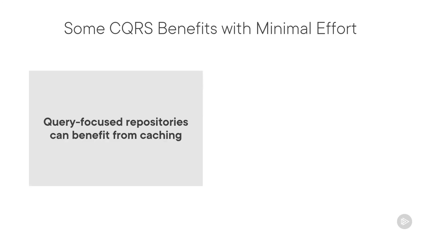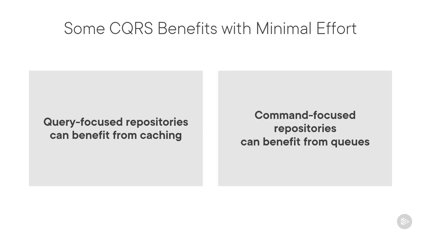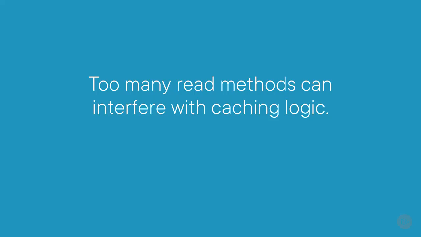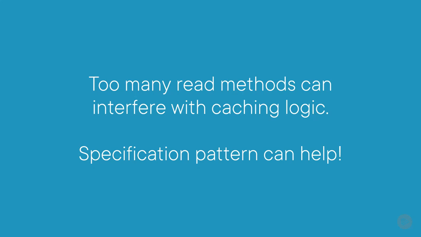Queries often benefit from data caching, and it's very easy to add data caching to just the read operations. Commands often benefit from being performed asynchronously using a queue, and having a separate interface for commands makes it easy to implement this behavior. These are just two ways you can quickly leverage splitting up your repository definitions between reads and writes. Of course, if you have a lot of different read methods, this can make it more and more difficult to implement custom caching logic, since every new method will also need to be added to the caching layer. Fortunately, this is easily solved by using the specification pattern.